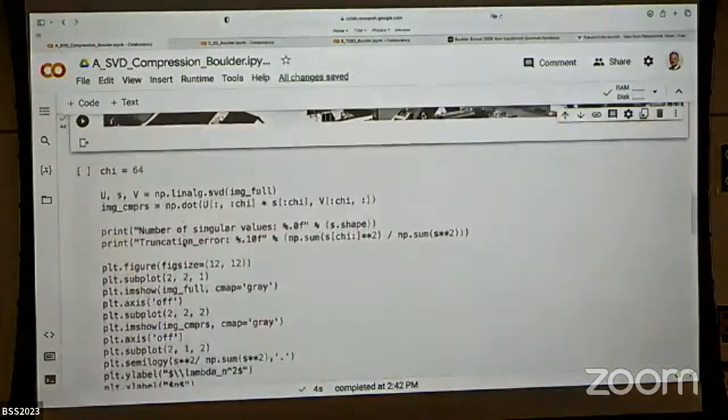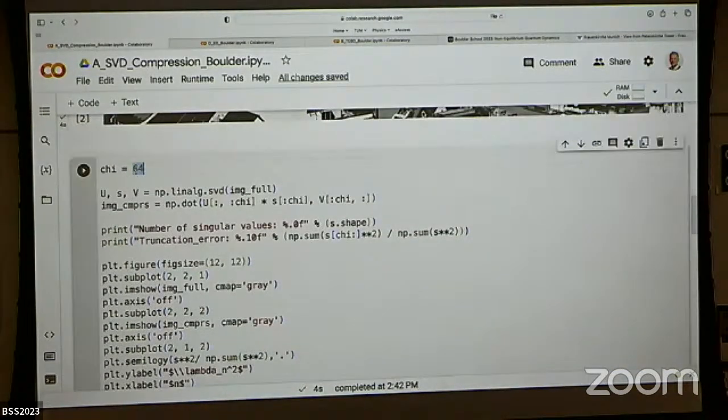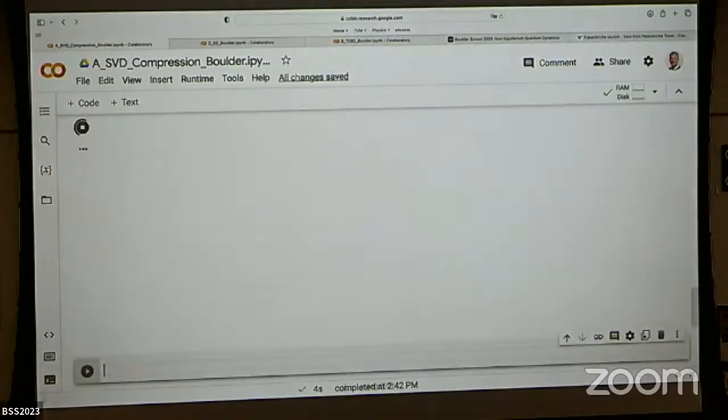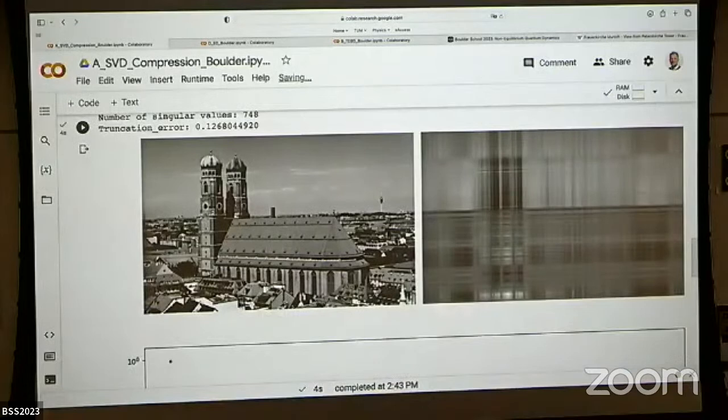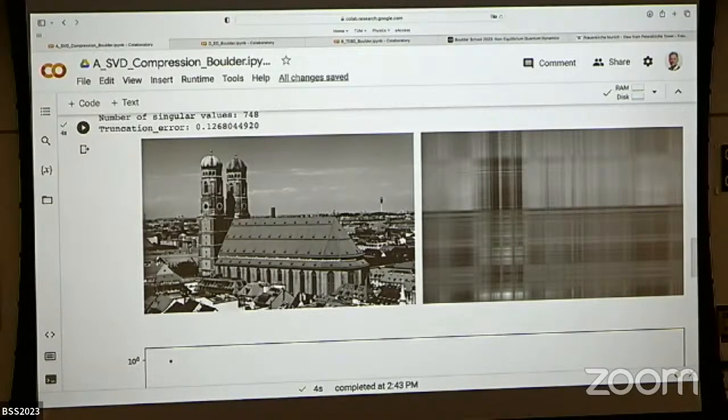Now I can just play exactly this game. I define chi, which is the number of states that I'm keeping. Then I'm doing a singular value decomposition, and reconstructing the image by taking into account only a certain number of Schmidt values. We can first look at the image: on the left the original, on the right keeping 2 out of 800 Schmidt values, and it's not easy to tell that this is in Munich.